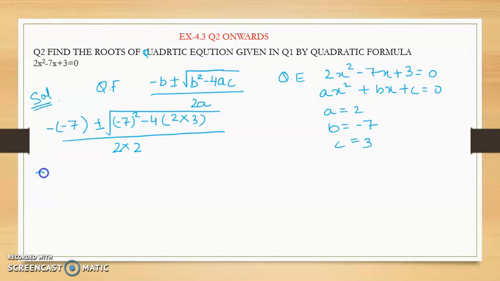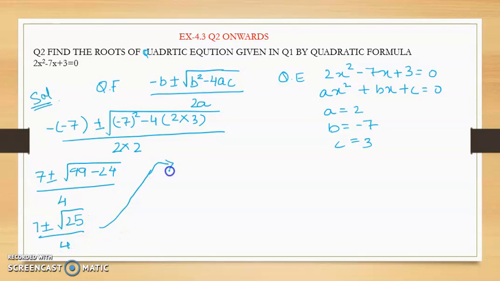Now solve this. Minus minus will become plus 7, right? Plus minus, minus 7 whole square is 49, right? Minus 2 3s are 6, 6 4s are 24. So minus 24, square root, upon 2 2s are 4. So I can write this as 7 plus minus the square root of 49 minus 24, which is 25, upon 4. Now, 25 is a perfect square of what number? 5, right, students? You should know all this. Clear?